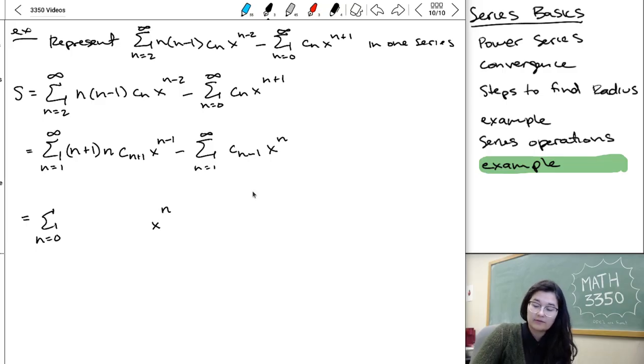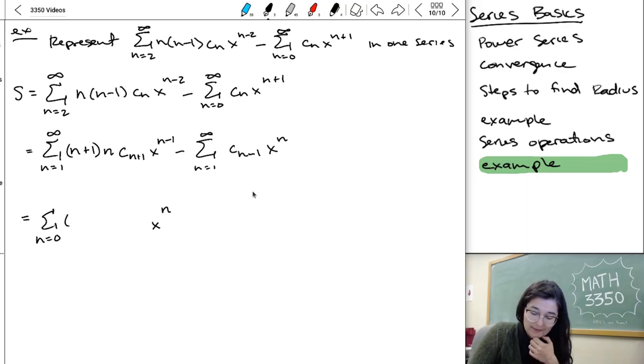So I could have done that from up here. If I have x^(n-2), and I want to start from x^n, then I need to take away 2 from this n, because I need to start from x^0. However we get to that point, we're doing the same thing as before with shifting our indices.